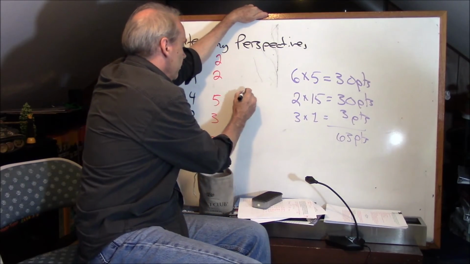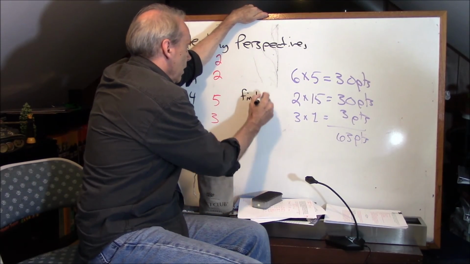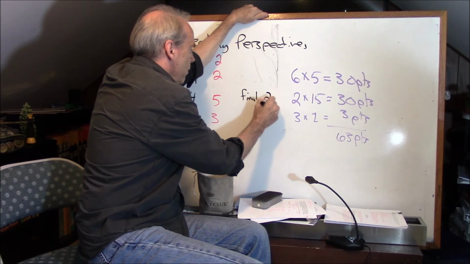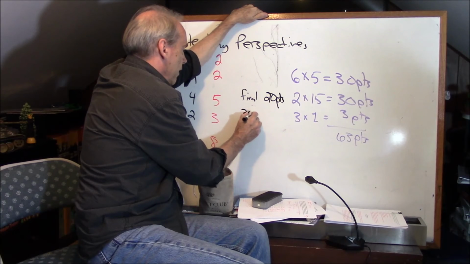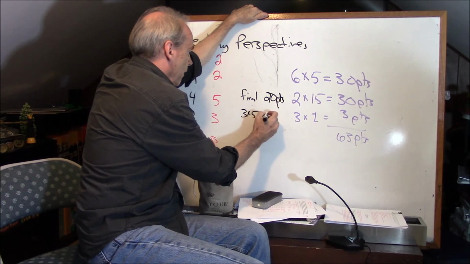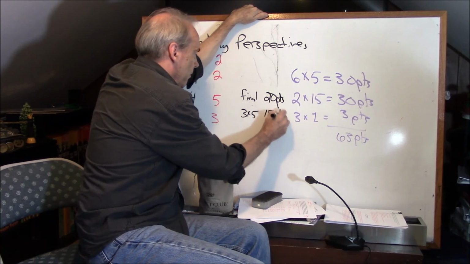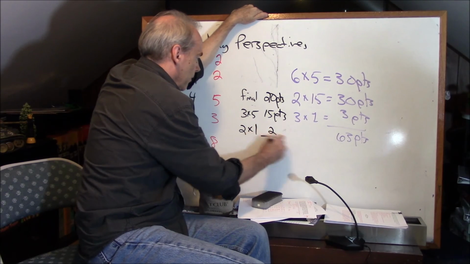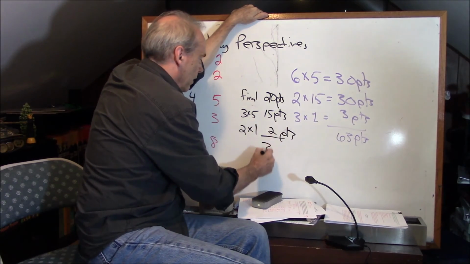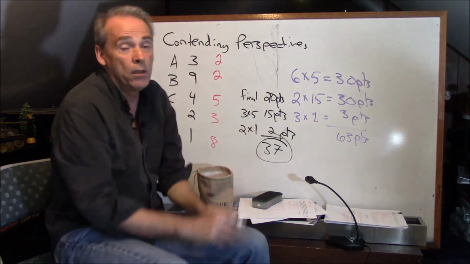The final is 20 points. I think that's right. The 3 quizzes we have left are 5 each. Yeah, that must be right. And the 2 reflections. And there's the last 37. All right. So we're 2/3 of the way through.